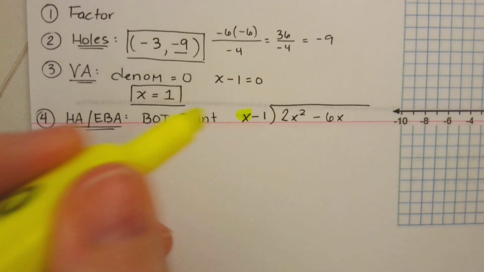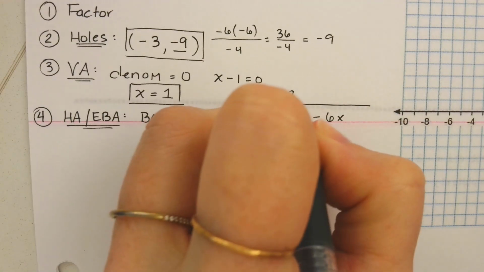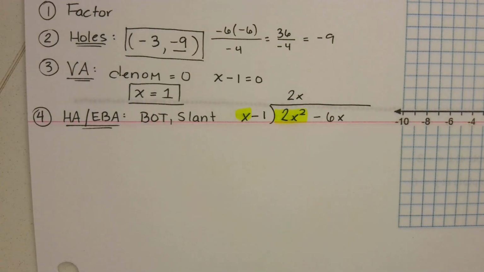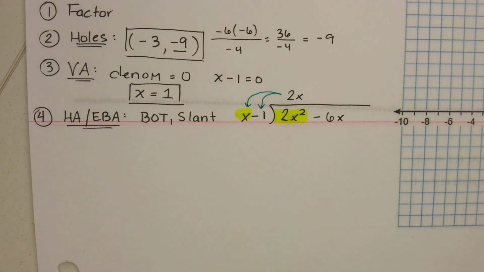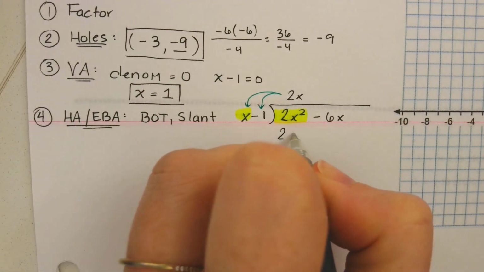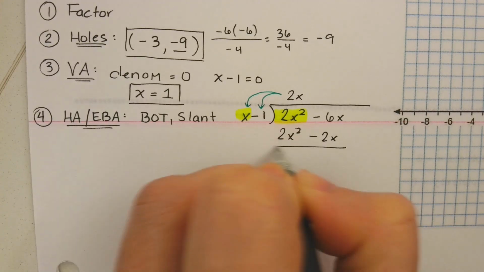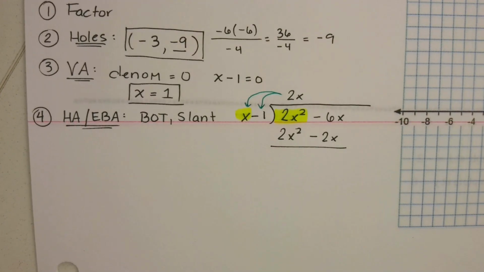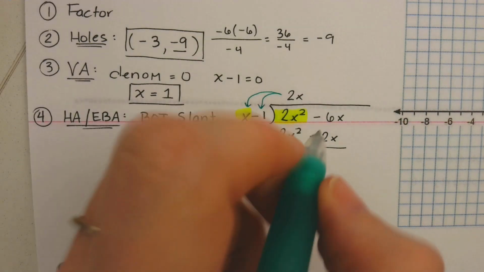We got an x, and we want it to be a 2x squared. What do we multiply by? 2x. Good. So remember, we'll take that 2x. We're going to multiply off the side. 2x times x is 2x squared. 2x times negative 1 is negative 2x. And then what do we do to these terms? First two cancel, but what do we do to the second two?